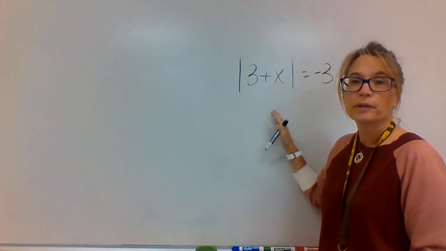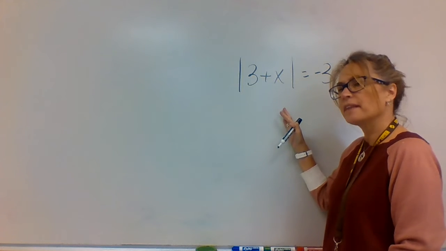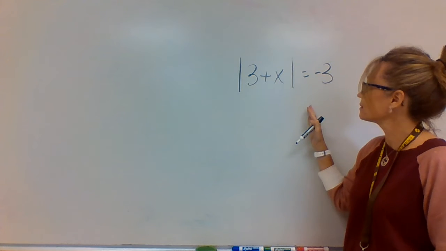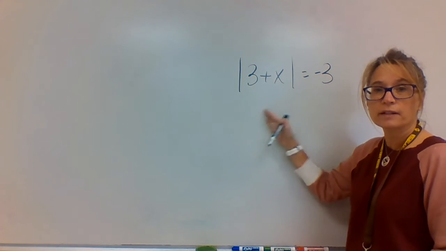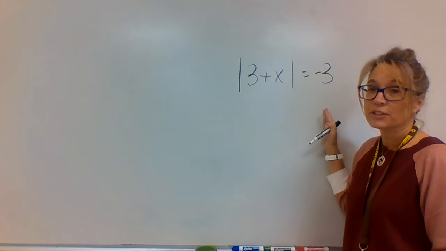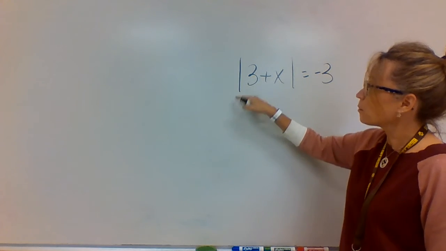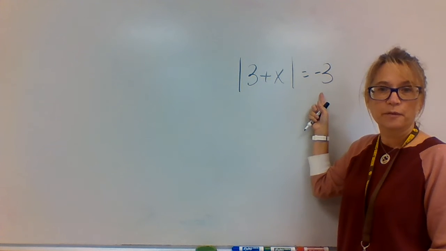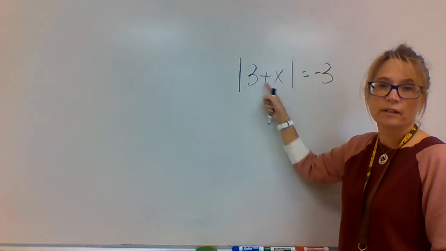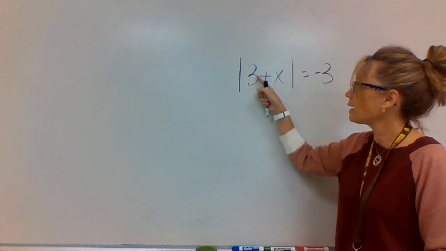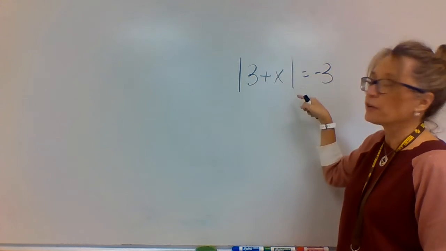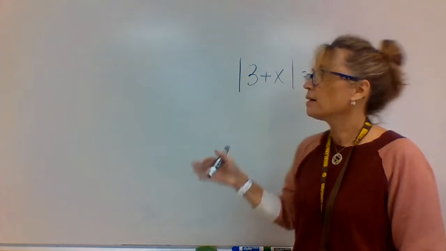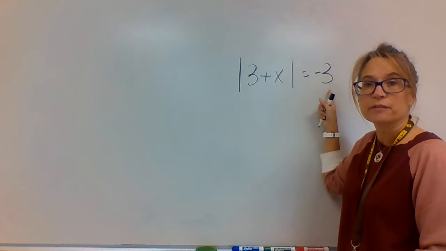So what I want you to do is look at this right away and think about why this cannot happen. There's no way that this equation is right. Do you know why? Hopefully some of you will see the absolute value of anything can't be negative. So no matter what you put inside here, you're going to take the absolute value of whatever you get. And absolute value is always positive. So there's no way you'd ever get a negative 3.